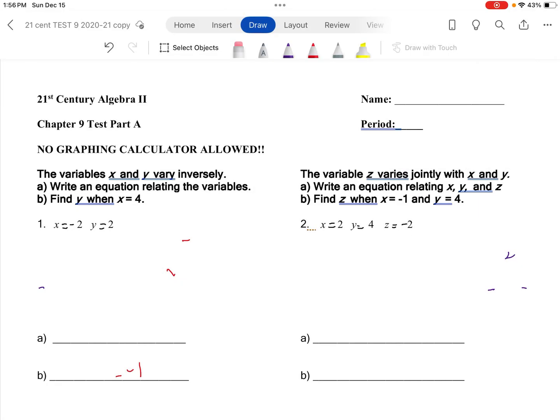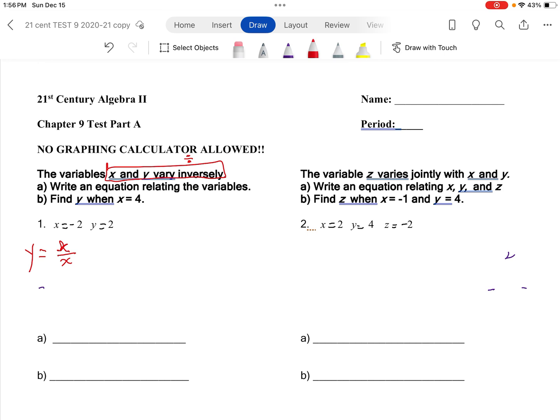I'm going to go through the Chapter 9 test with you. We're going to look at number 1 on the no graphing calculator part. Number 1 says, the variables x and y vary inversely. Whenever you see inversely, it means to divide. So it means y equals k divided by x.